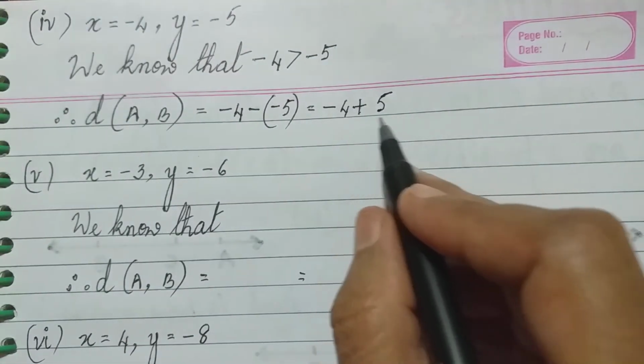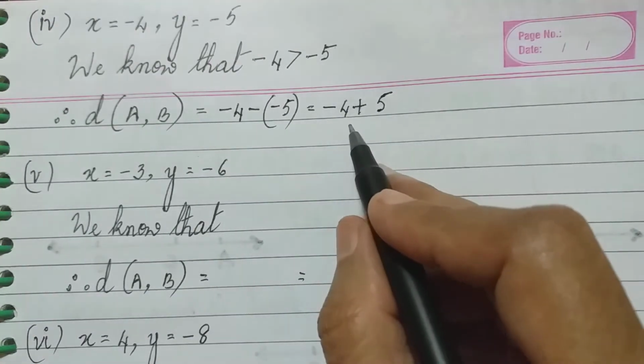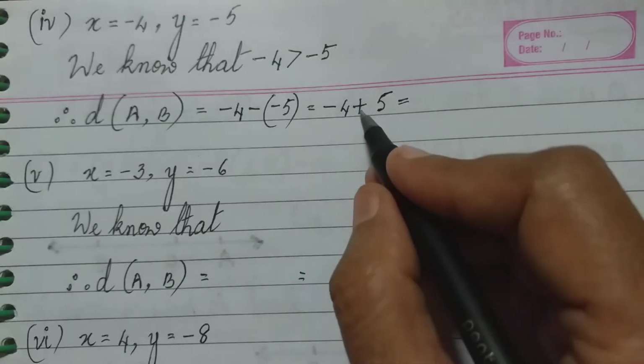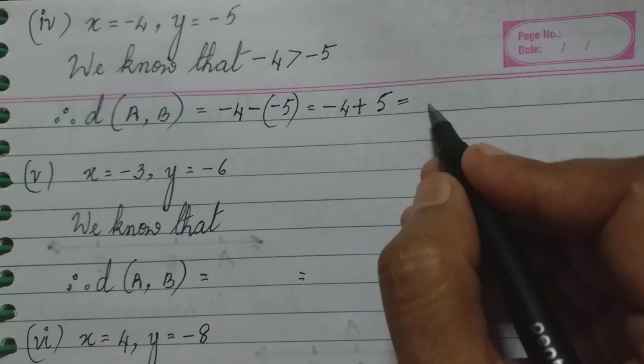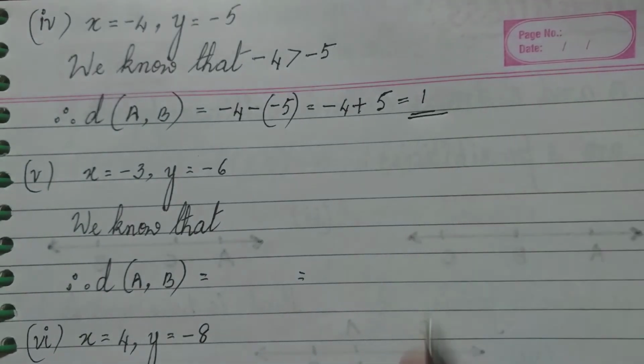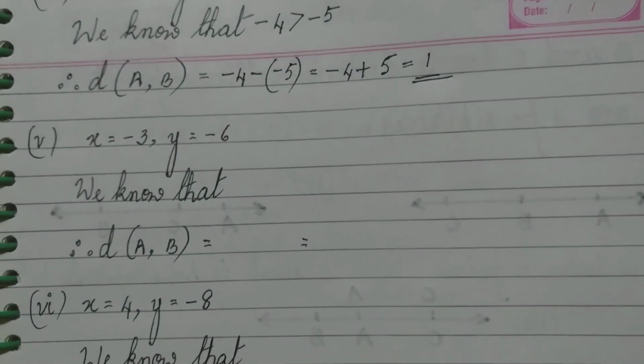One number is plus, one number is minus here. So, the bigger number is 5 here. It is having the plus sign. Therefore, your answer will be plus. 5 minus 4 is 1. Therefore, the distance between those points will be 1.